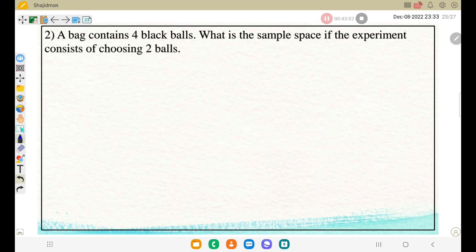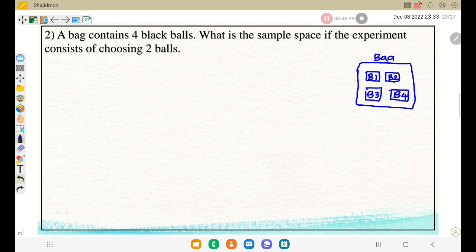What is the second question? A bag contains 4 balls. We have a bag here. This bag contains 4 black balls. So we can say this is ball number 1, this is ball number 2, this is ball number 3, and this is ball number 4. Correct? So this is the bag containing 4 black balls.